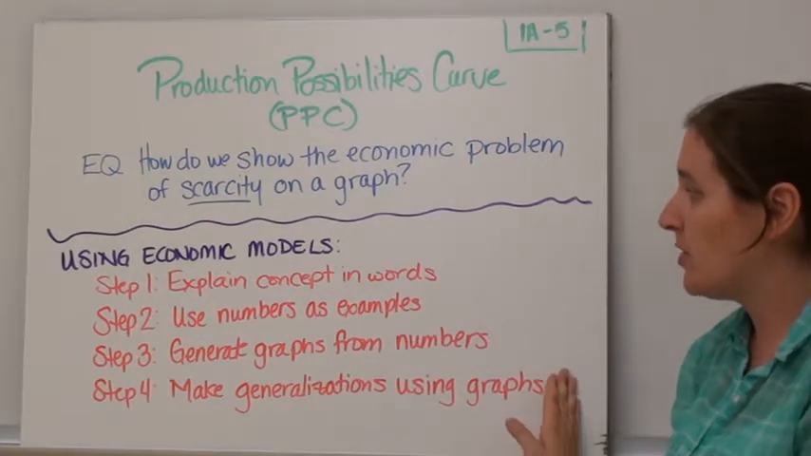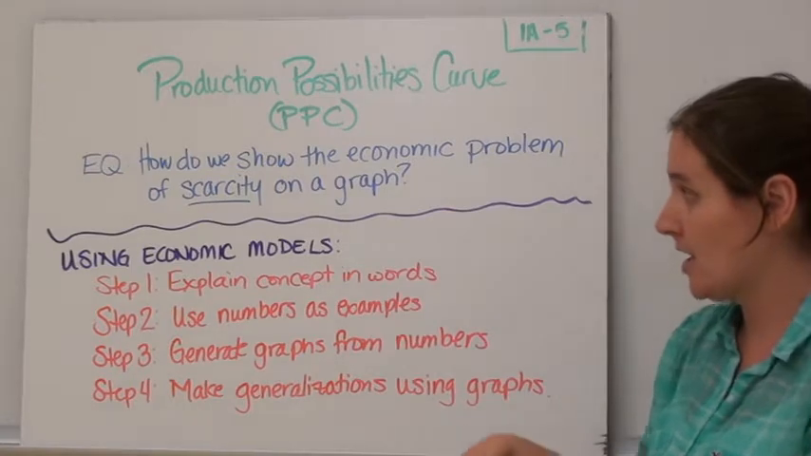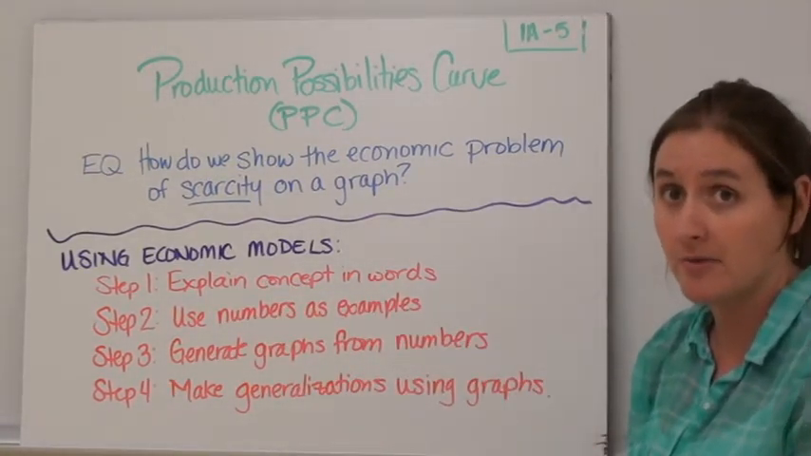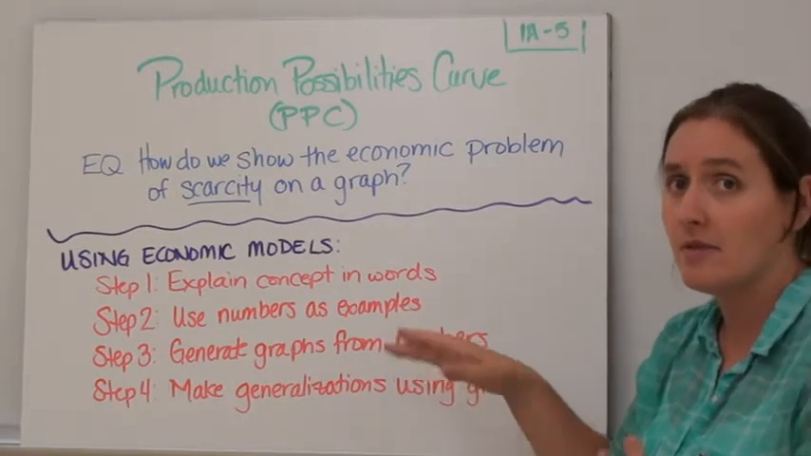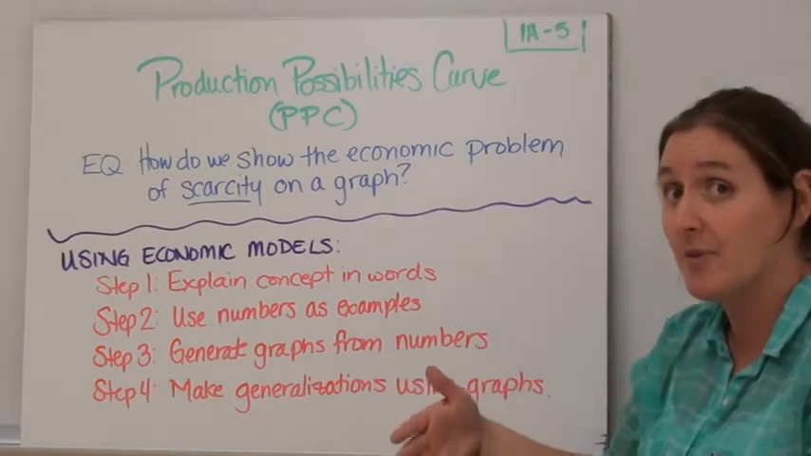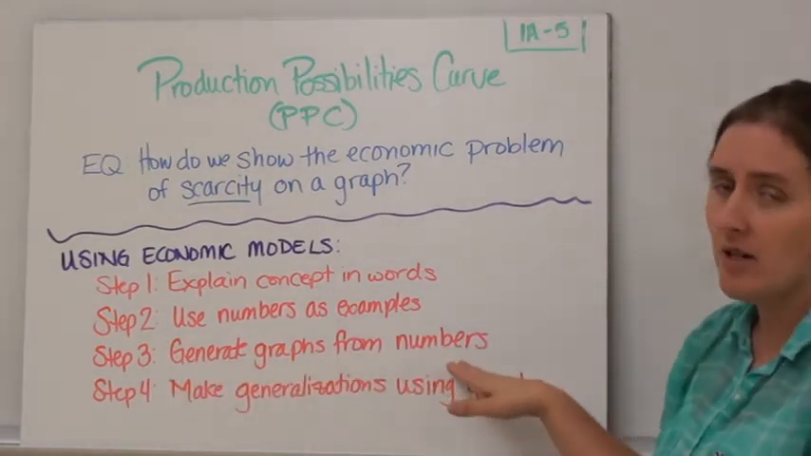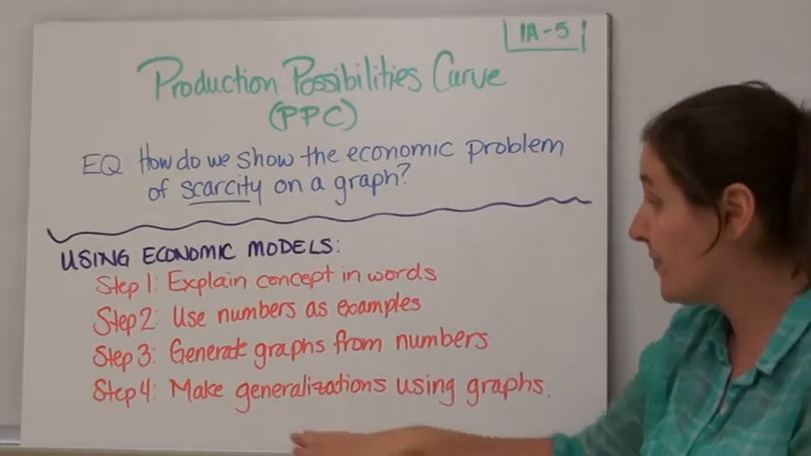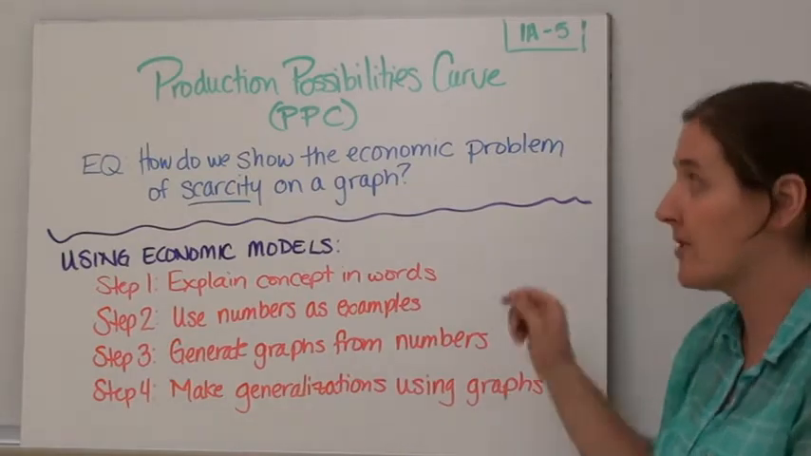A couple things to remember when using economic models. Economists do these things. Step 1, economists explain the concept in words. So we explain the concept of scarcity. Step 2, economists use numbers as examples. So they come up with some numbers to use as examples of the idea of scarcity. Then step 3, generate graphs from those numbers. They take the numbers and they plot them on graphs. And then step 4, make generalizations using the graphs.